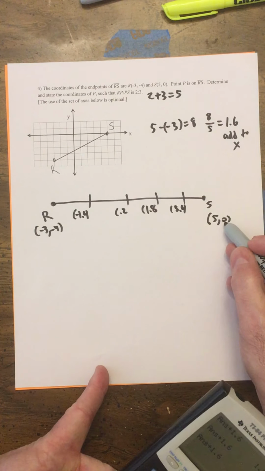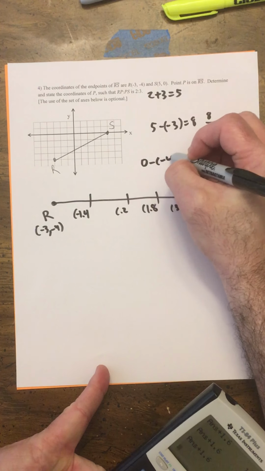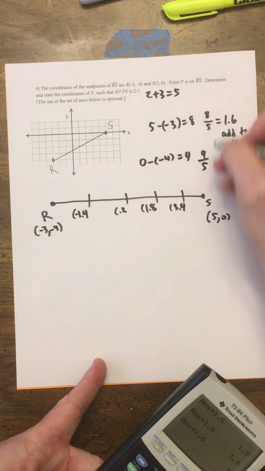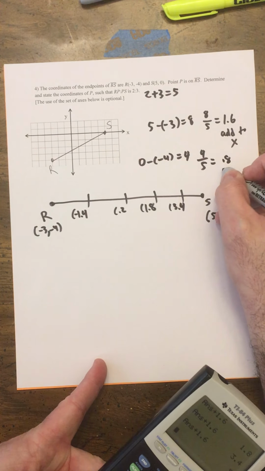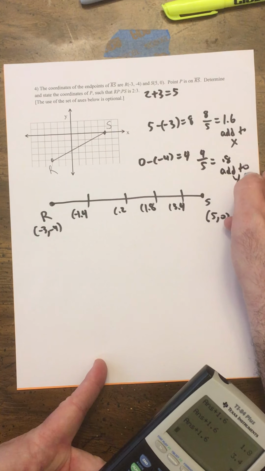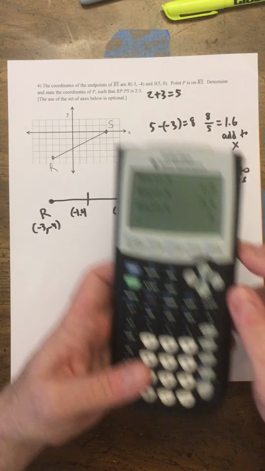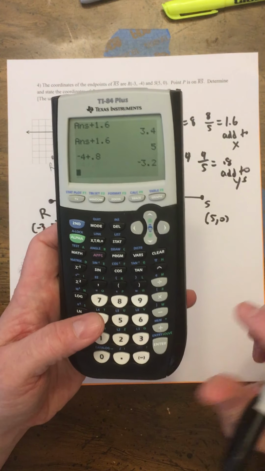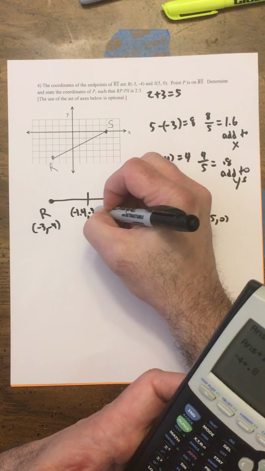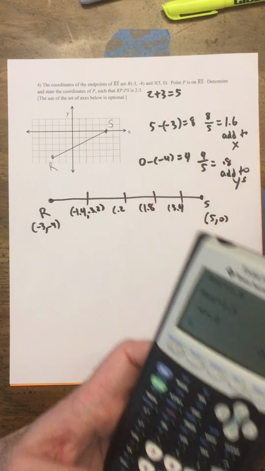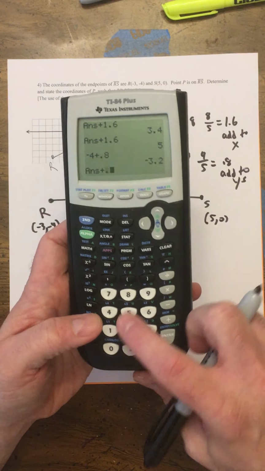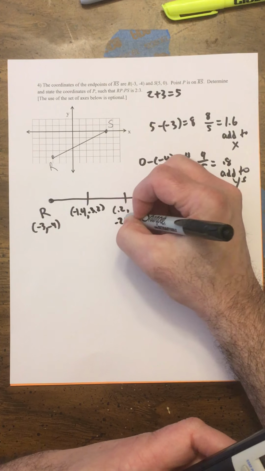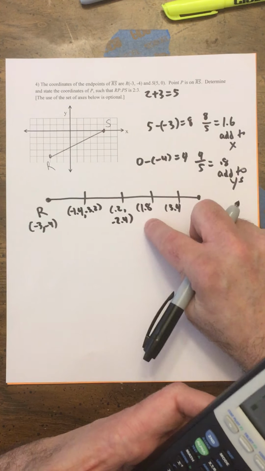Now, let's do the y's. 0 minus -4 is 4. We're going to take 4 and divide it by that number. That's 0.8, and that's what we're going to add to the y's. So starting with -4, we're going to add a 0.8 to that, which gets us -3.2. That's -3.2 there. I'm going to add another 0.8 to that, -2.4. I'm going to have to put that underneath, -2.4. I'll put the y values underneath.